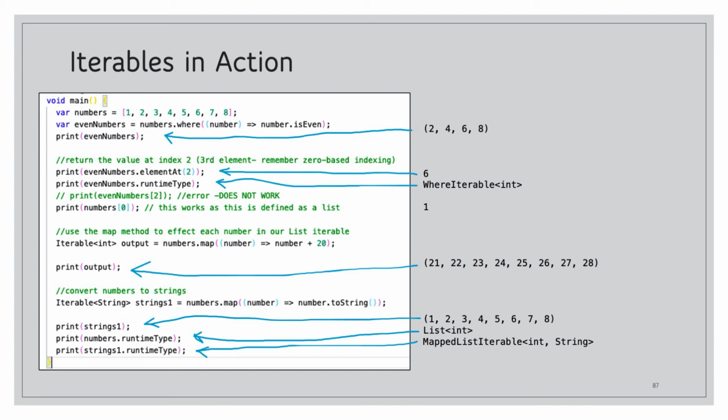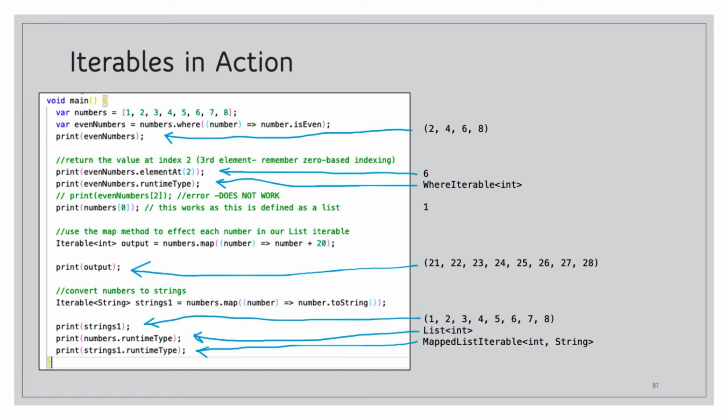Now we can use the map method to affect each number in our list iterable. So we create a new one, Iterable<int> output, that's the name of our iterable, equals numbers.map, and we pass a function. We want to add 20 to all the numbers. When we print that out, that's exactly what happens.